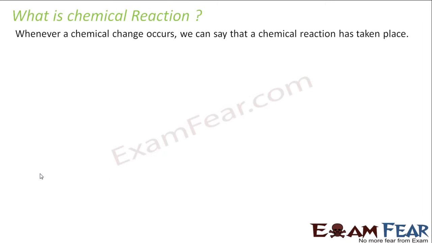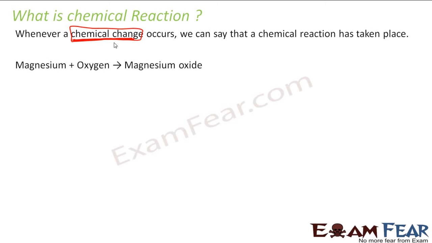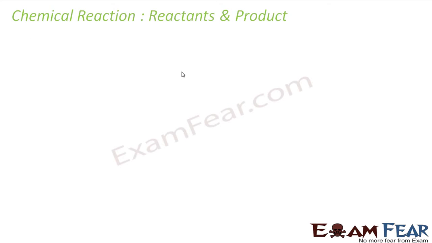So what is the chemical reaction? Whenever a chemical change occurs, please note, whenever a chemical change occurs, we say that a chemical reaction has taken place. In this case, the magnesium was converted to magnesium oxide. Correct, this is the definition of chemical reaction in the world of chemistry. Example, magnesium plus oxygen in presence of heat converted into magnesium oxide. So the initial chemicals were magnesium and oxygen that got converted to magnesium oxide. So the chemical change happened in this case, so we call this a chemical reaction.